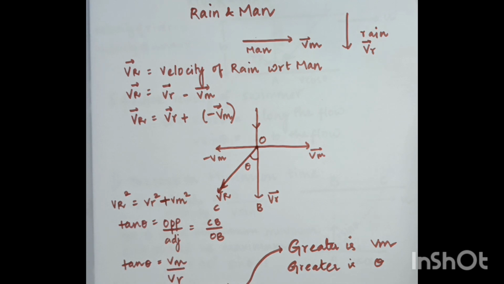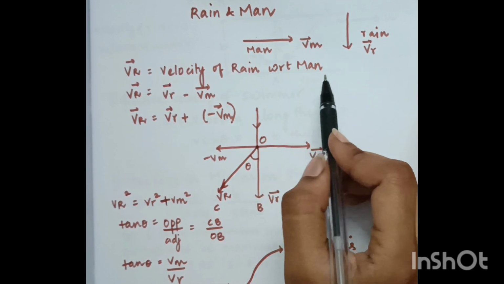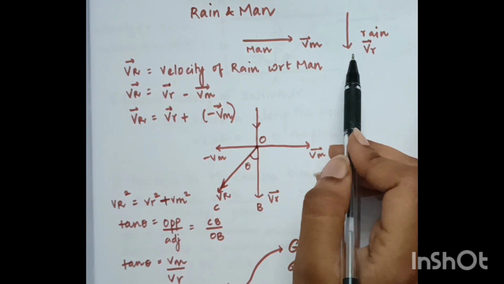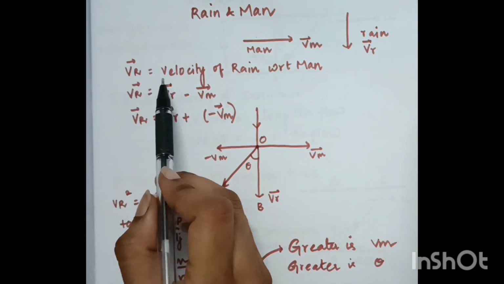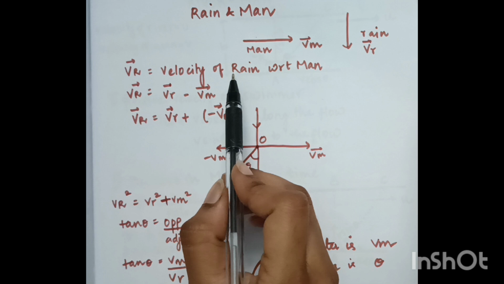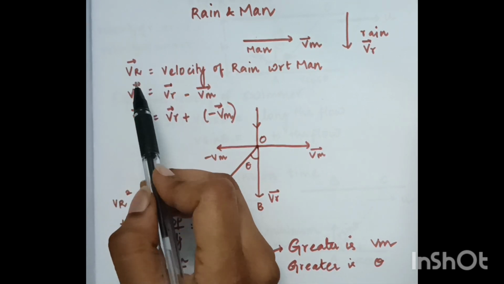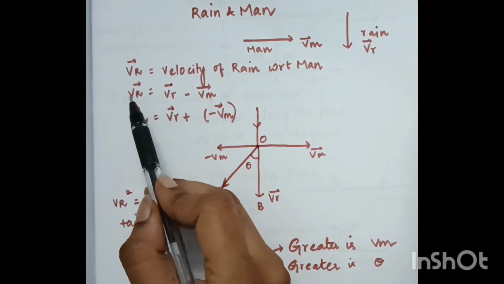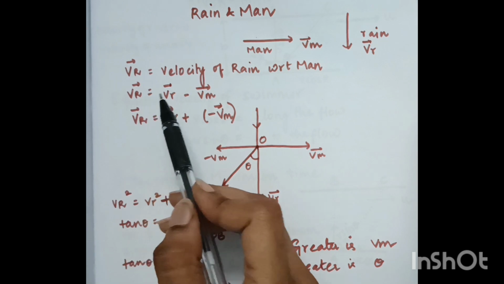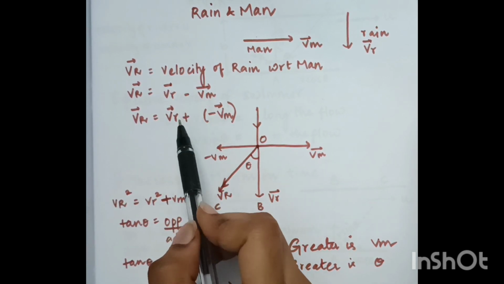Okay, let us consider a man moving with a velocity Vm in the east direction, and rain falling vertically downwards with velocity Vr. So we can say the relative velocity of rain with respect to man, let us call it V capital R, equals VR minus Vm. That is, velocity of rain with respect to man is velocity of rain minus velocity of man. We are writing in vector form.